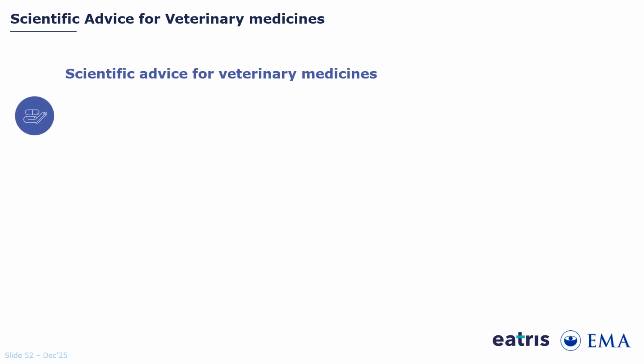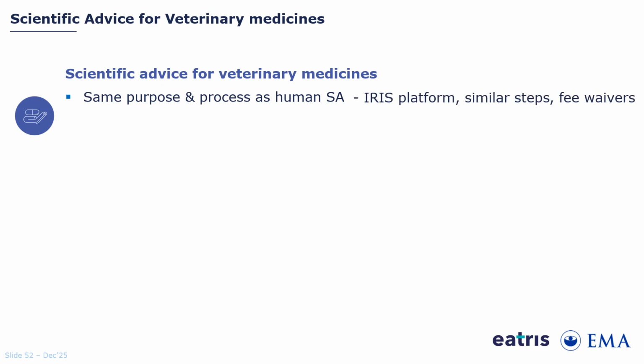Veterinary scientific advice follows the same overall purpose as human scientific advice, to guide developers in generating robust, regulatory relevant evidence for their product. It is handled through the same IRIS platform, follows similar procedural steps, and benefits from the same fee waiver provisions. However, there are important differences. Advice for veterinary medicines is provided by the Committee for Medicinal Products for Veterinary Use, the CVMP, and the scope reflects the unique considerations of veterinary product development.